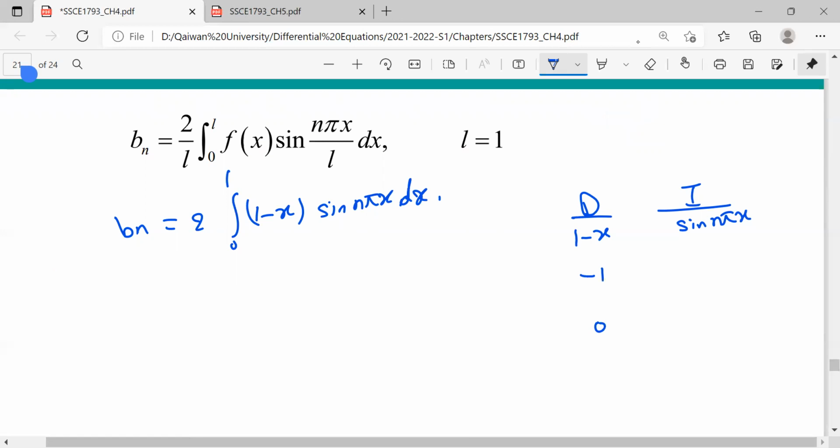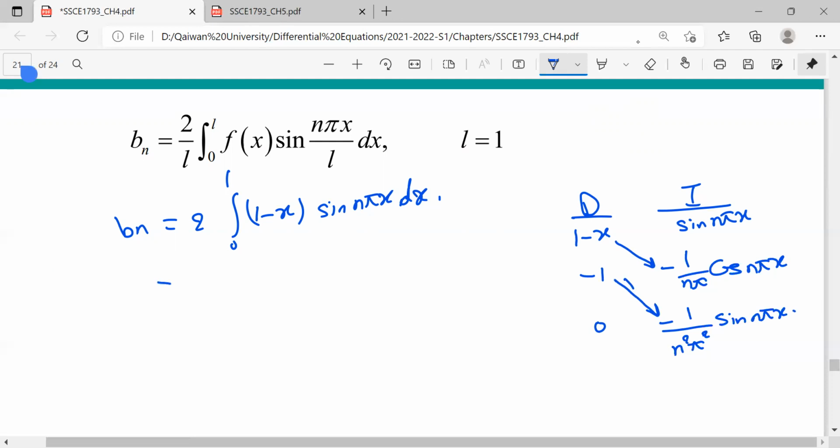Here, the integration of sine n pi x is minus 1 over n pi cosine n pi x. Again, we take another integration. The integration of cosine is sine. It is minus 1 over n squared pi squared sine n pi x. Now we multiply these, with the negative sign, and that's the result for the integration.